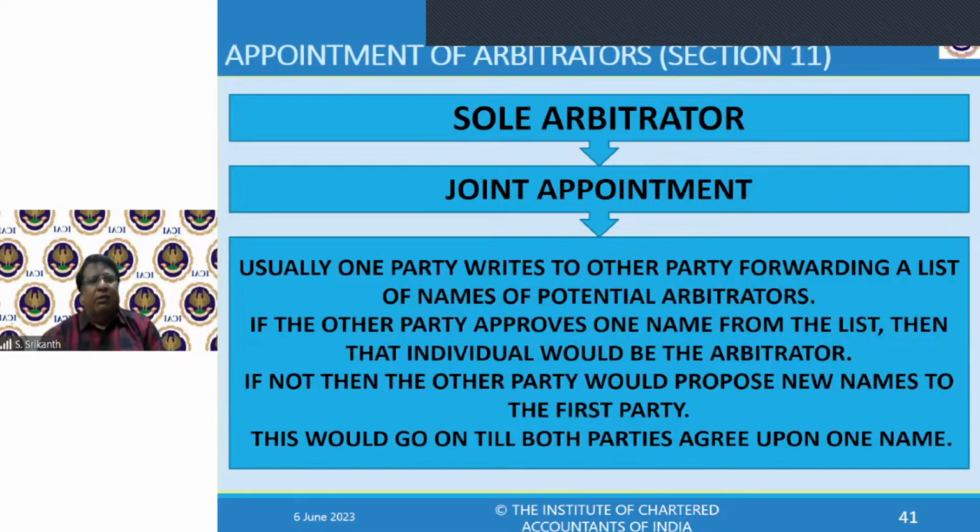I am suggesting, or you select, then you send 5. I will see if it's workable to me. This will keep on happening. If not, then the other party would propose new names to the first party. This would go on till both parties agree upon 1 name. Okay.